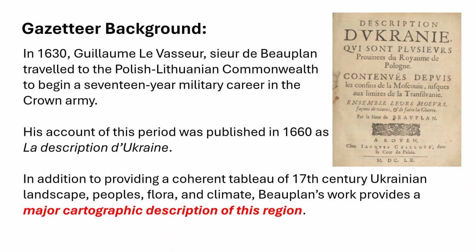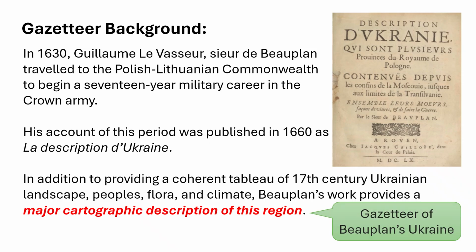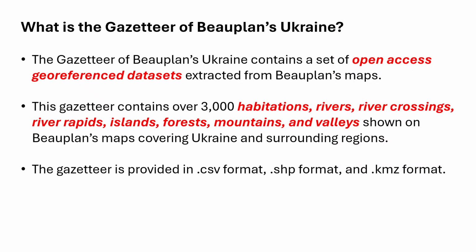In addition to providing a coherent tableau of 17th century Ukrainian landscapes, people, flora, and climate, Beauplan's work provides a major cartographic description of this region. The maps produced by Beauplan provide the information contained in the Gazetteer of Beauplan's Ukraine. The Gazetteer contains a set of open-access georeference datasets extracted from Beauplan's maps.